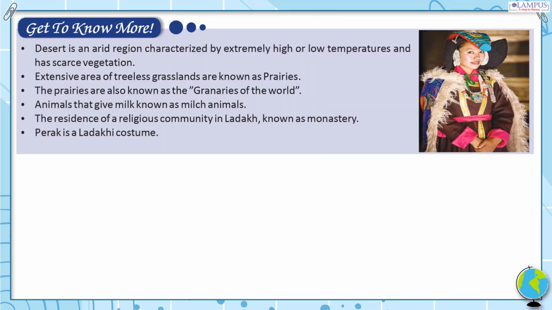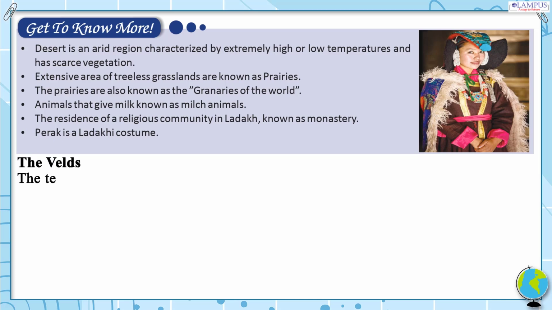Get to know more. Desert is an arid region characterized by extremely high or low temperatures and has scarce vegetation. Extensive areas of treeless grasslands are known as prairies. The prairies are also known as the granaries of the world. Animals that give milk are known as milch animals. The residents of a religious community in Ladakh are known as a monastery. Perak is a Ladakhi costume.